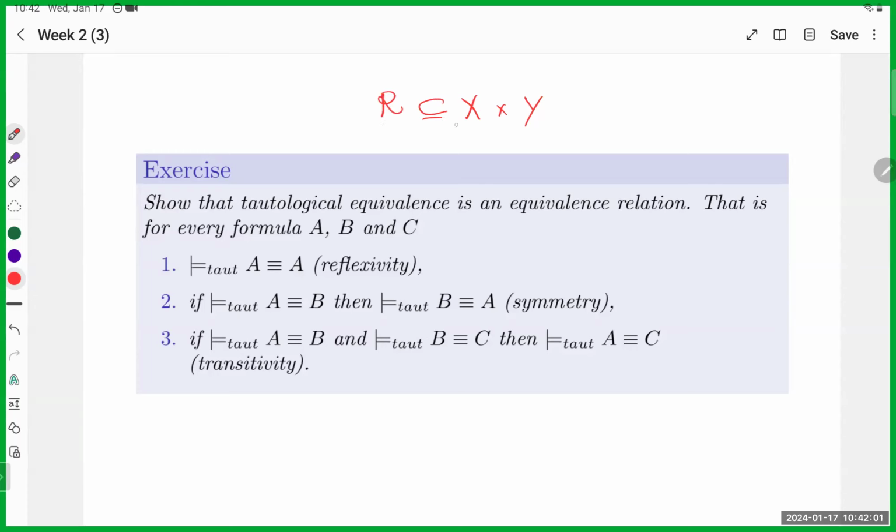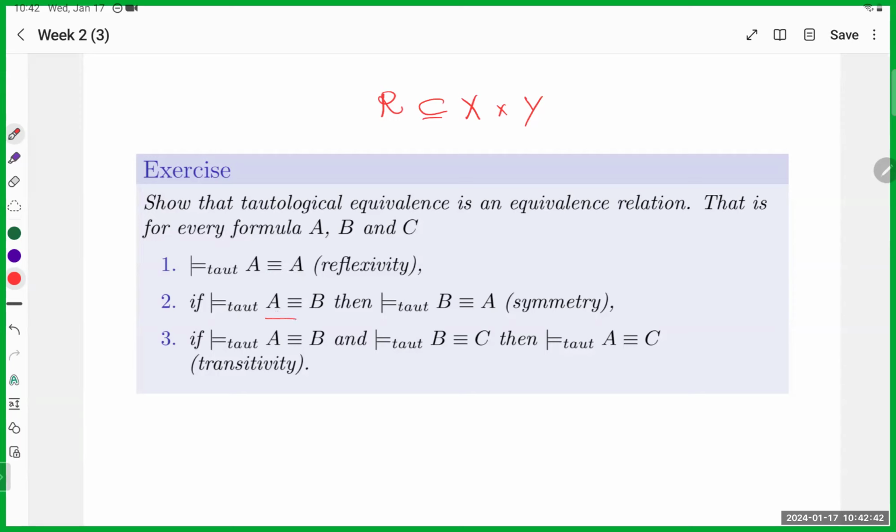A relation is an equivalence relation if it's reflexive, symmetric, and transitive. Now, this is not going to be very important in our course, but it's important to note that the notion of tautological equivalence is reflexive, meaning, reflexive means A is in relation with A, meaning A is tautologically equivalent to A for any formula A, which is obvious.